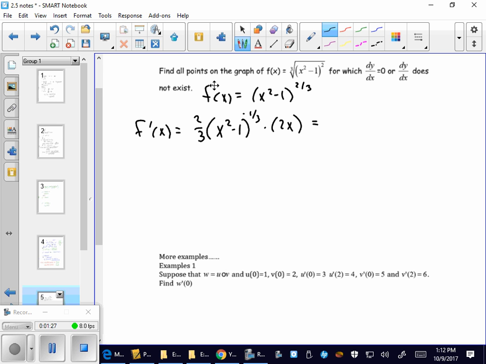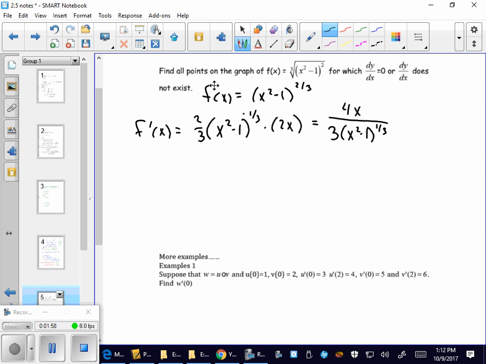We're going to rewrite this because we need to find where the derivative is equal to 0 or where it does not exist, so we need it in a simplified form. The negative exponent brings the x squared minus 1 to the bottom of the fraction with the 3. The 2 from the 2/3 stays on top and gets multiplied by the 2x. So we end up with 4x on top over 3 times x squared minus 1 to the 1/3 power. That's our derivative.